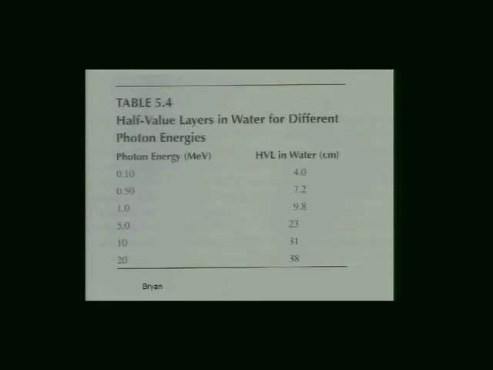This is a table taken out of another book showing what are called half-value thicknesses. This means the amount of material that's needed to reduce the flux of photons by a factor of 2, or to reduce it to half of its incident value. And this is being plotted for different energy photons, and in this case in water. So for example, if I have 100 keV or a 0.1 MeV energy photon, it's going to take about 4 centimeters of water to reduce the intensity of those photons by half. On the other hand, if I have 10 MeV, it's going to take 31 centimeters, and so on.